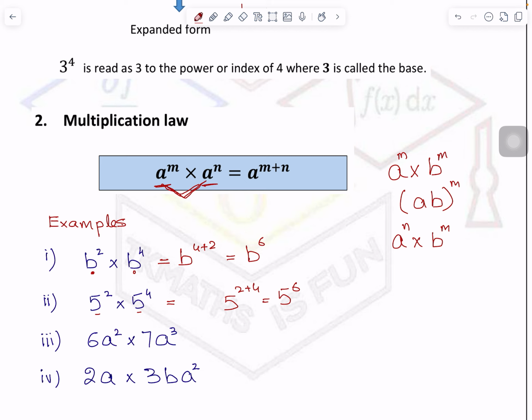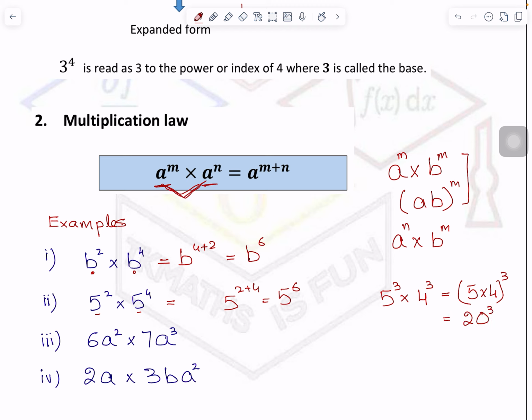In this case, one thing I would like to write here is about when I said the bases are different. For example, I have 5 power 3 times 4 power 3. Now you see the bases are different but the power is the same. In that case, what do you do? You multiply the bases first and then apply the power. So 5 times 4 is 20, and 20 power 3.